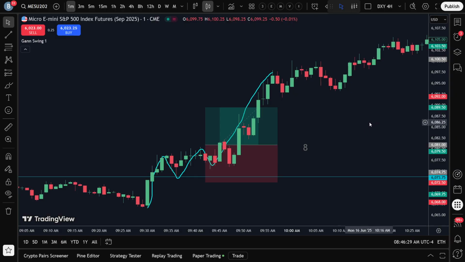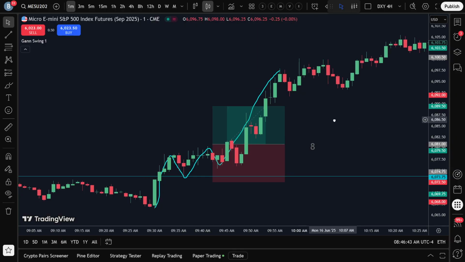Today we're doing Gann swings on the Micro E-mini S&P 500 futures chart. This is for the week of 6/16/25, and this is Monday starting at 9:30.